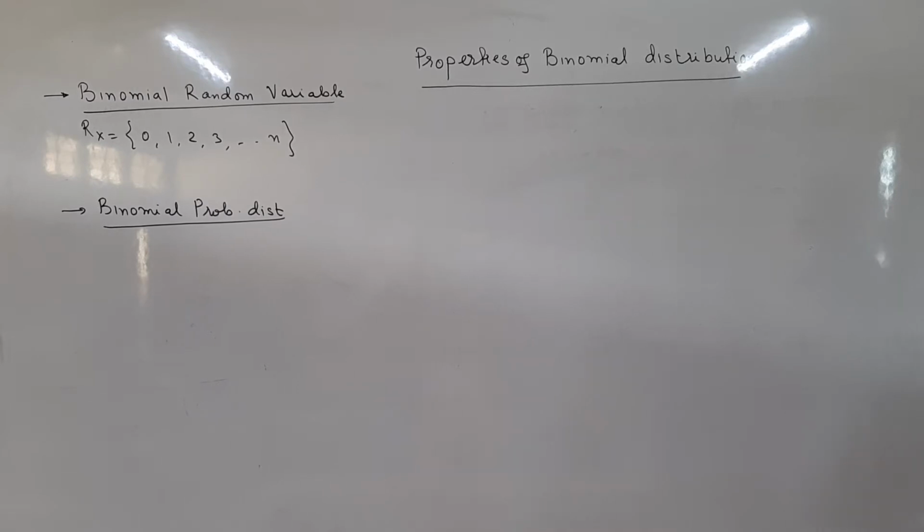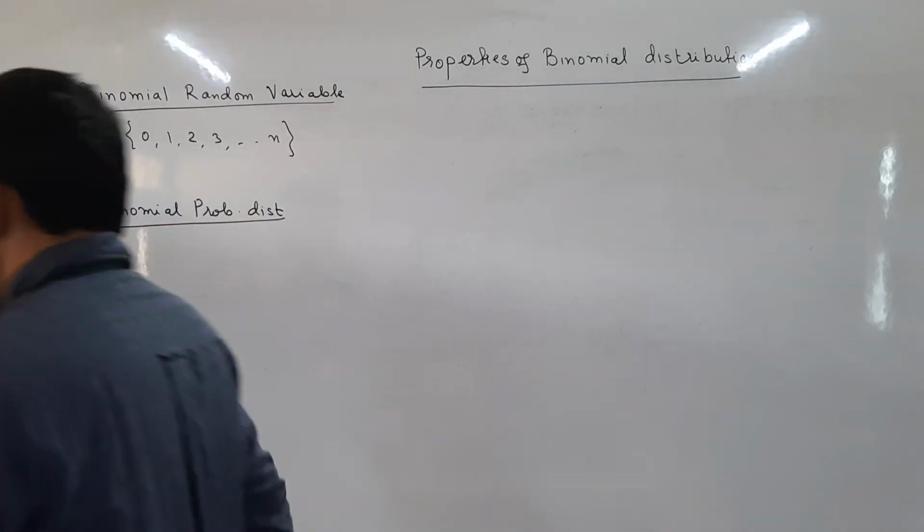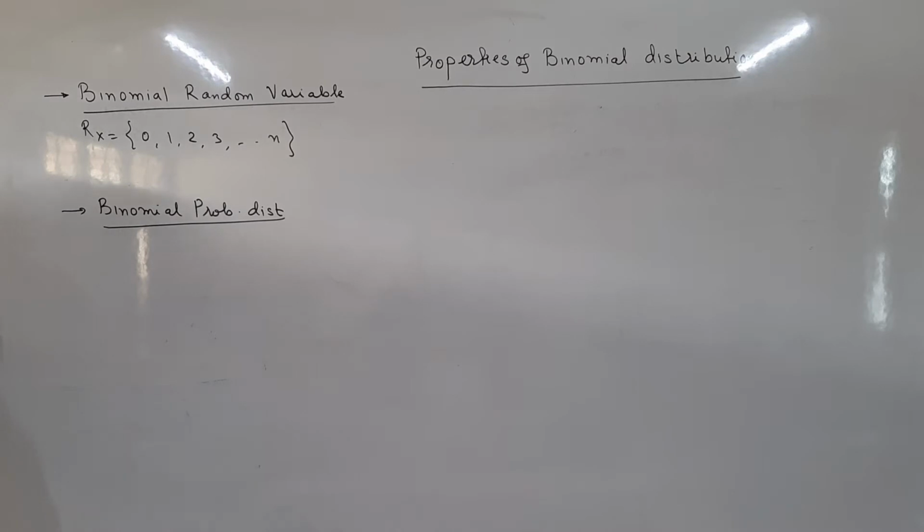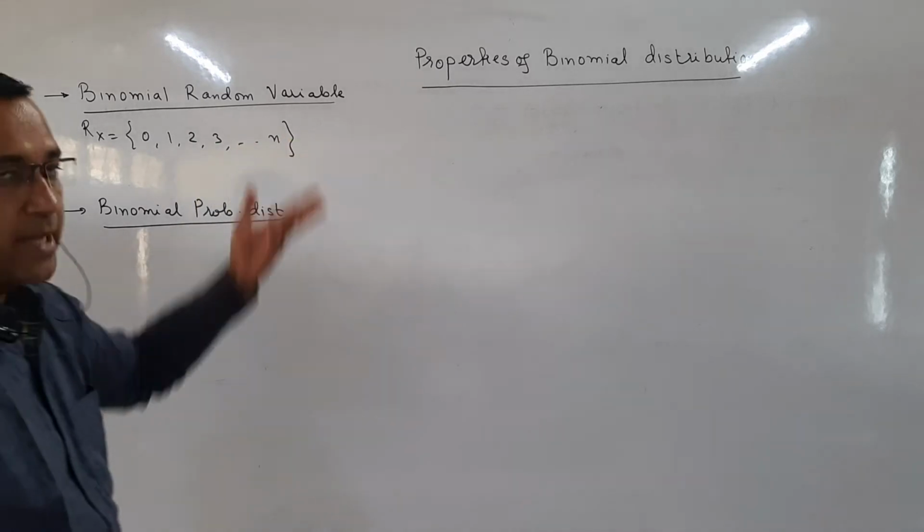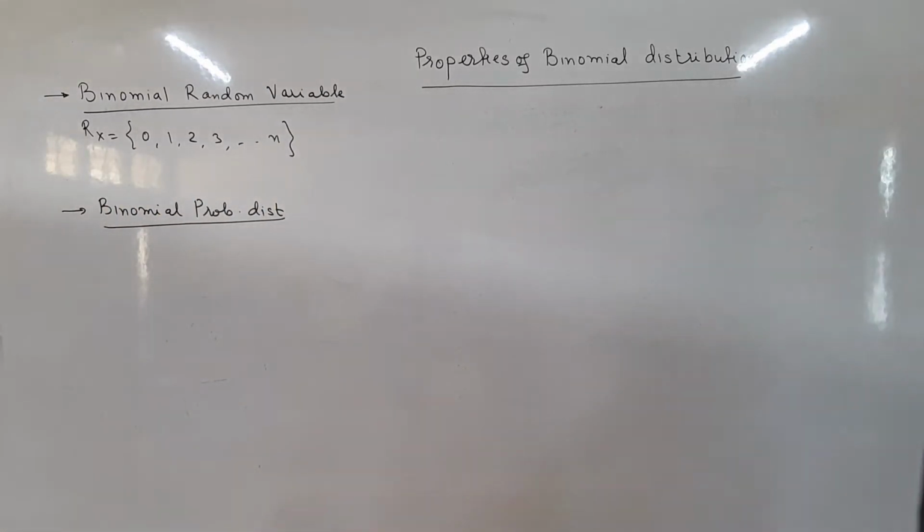Recall yesterday's example. Suppose I toss a coin 100 times and all 100 times I get a tail, then getting a success is not possible, so X is 0. And at the extreme, all 100 times I may get a head, so X is equal to 100 also. This is a very important question: what is the range of binomial random variable X? It is the set of integers 0, 1, 2, 3, 4 up to n.